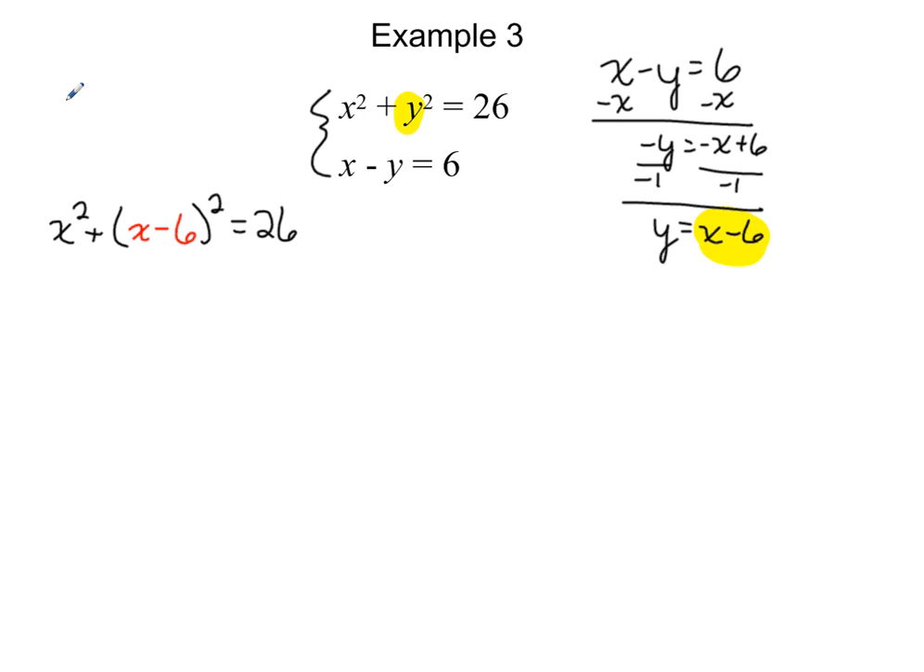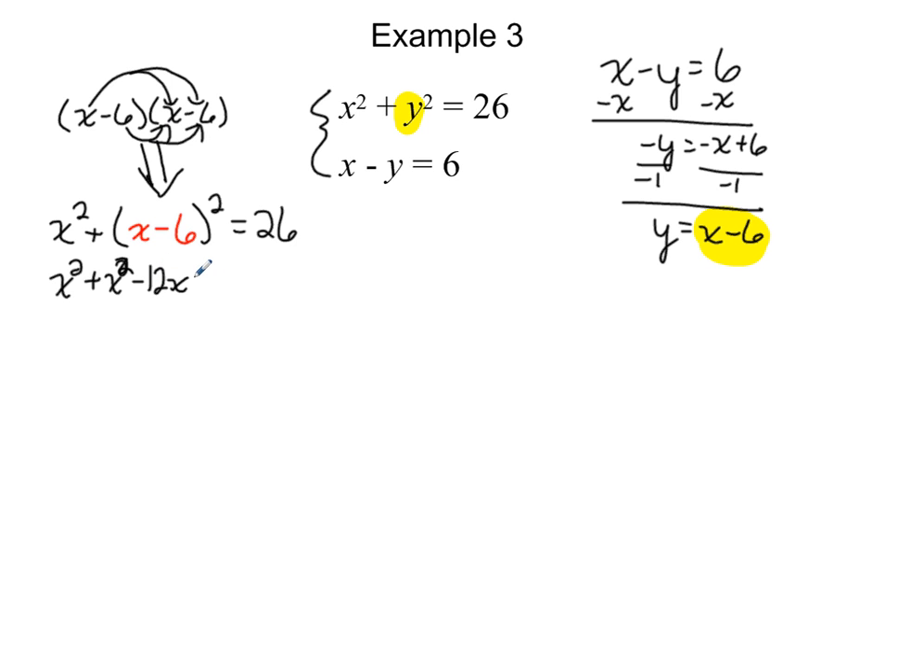So x minus 6 squared is the same thing as x minus 6 times x minus 6. Alright, so I'm going to go ahead and multiply that out. So I get x squared, and then x times x, we got another x squared in there. Minus 6x. Minus 6x gives me minus 12x. And then -6 times -6 is positive 36. That's going to equal 26. So combining like terms, x squared plus x squared is 2x squared.